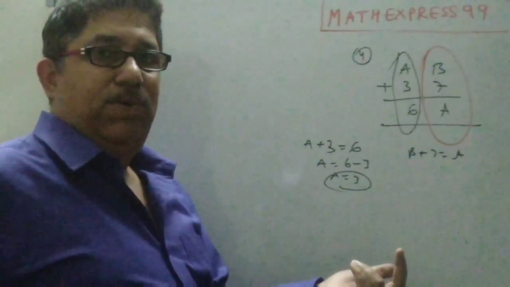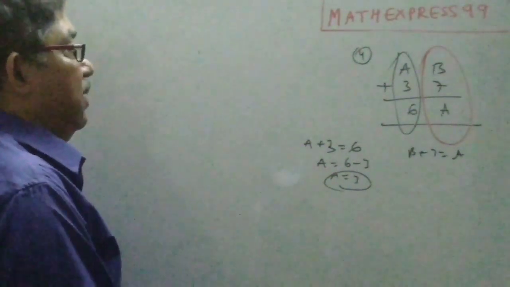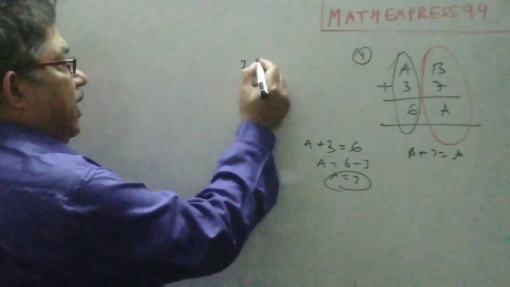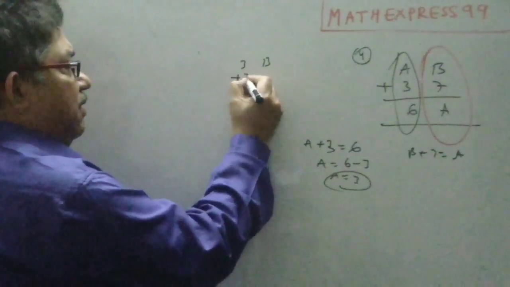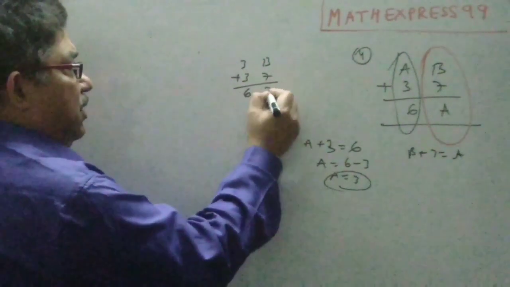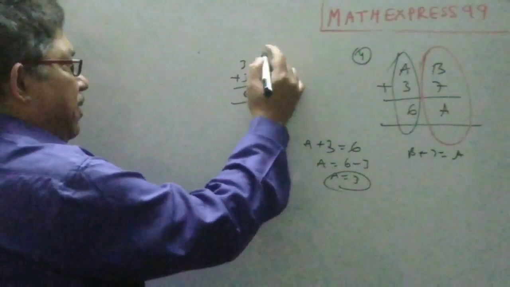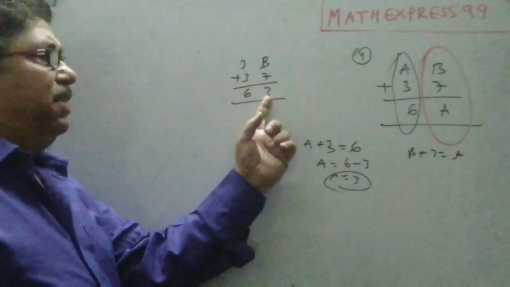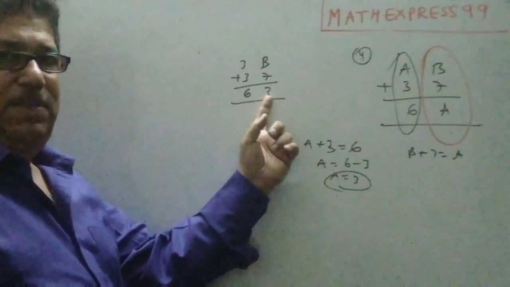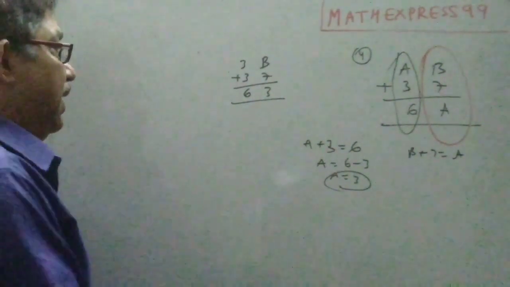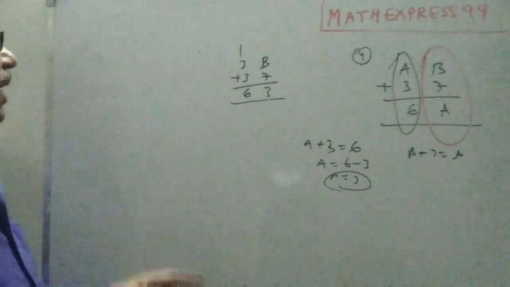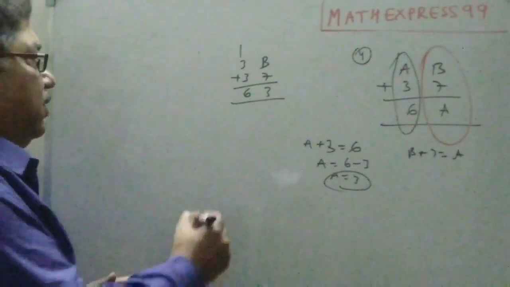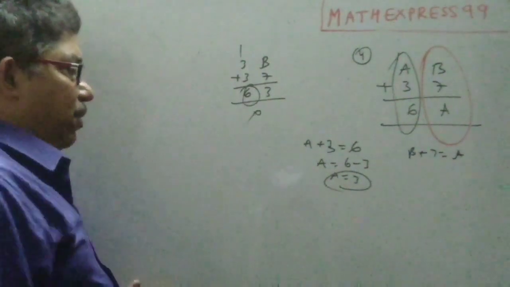Again I'll explain. Say A plus 3 is 6, so A should be 3. So what you get? You get 3B plus 3, 7 is equal to 6, 3. Now is it possible B plus 7 is 3? B plus 7 can't be 3, B plus 7 has to be 13. So 1 should be here. And if it is 1 here, then 3 plus 3, 6 plus 1 should become 7. So that means this is wrong. So A equal to 3 is not correct.